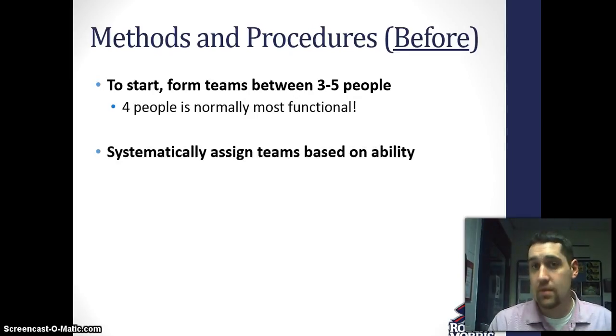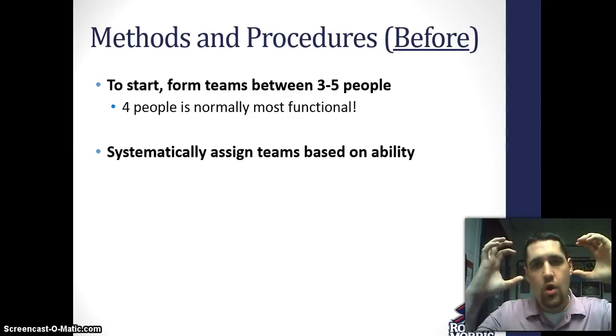Systematically assign teams on ability. This is critical because you don't want to have 4 at-risk students trying to create a project if they might not have the ability to accomplish the task in the first place. So we want to take a look and systematically assign these teams.